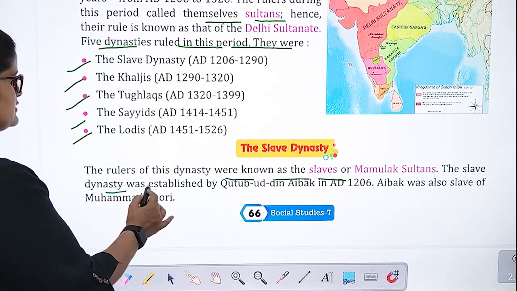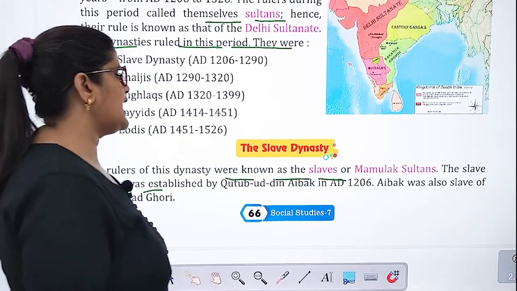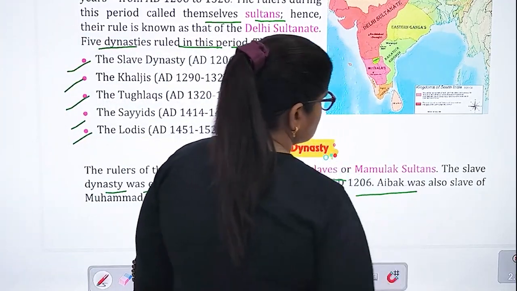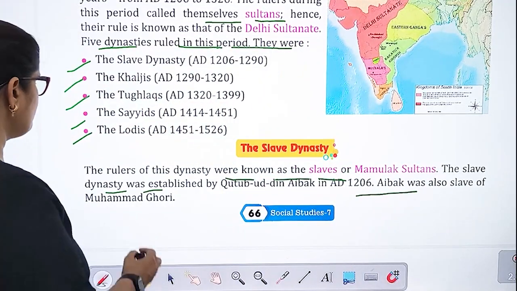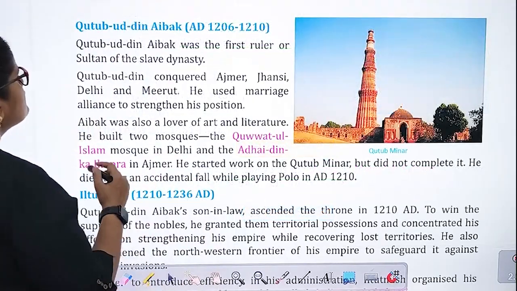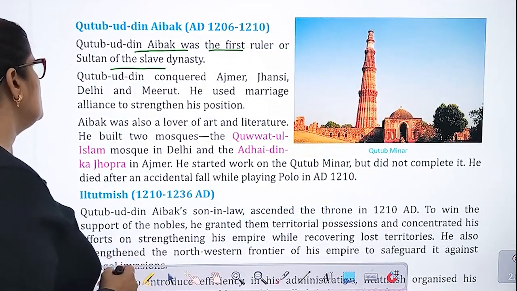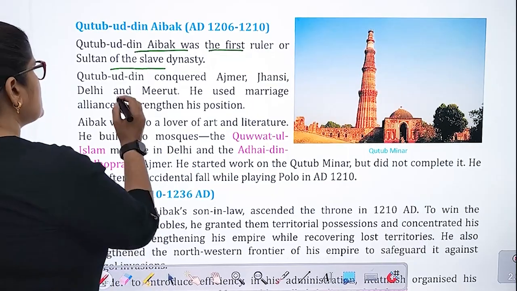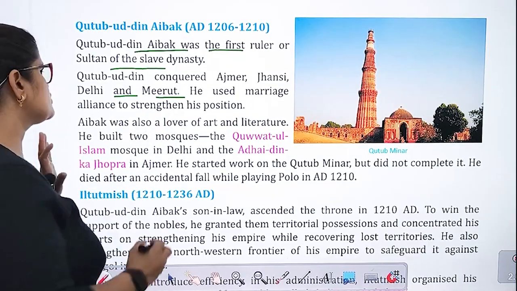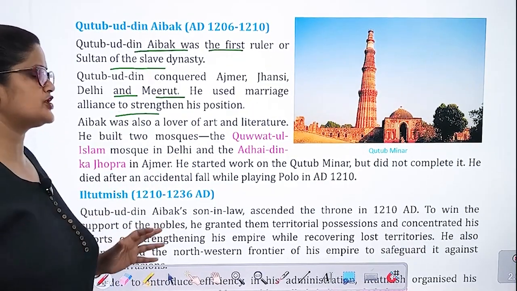The Slave dynasty was established by Qutbuddin Aibak in AD 1206. Aibak was also a slave of Muhammad. Qutbuddin Aibak was the first Sultan of the Slave dynasty. Qutbuddin conquered Ajmer, Jhansi, Delhi and Meerut. He used marriage alliances to strengthen his position.